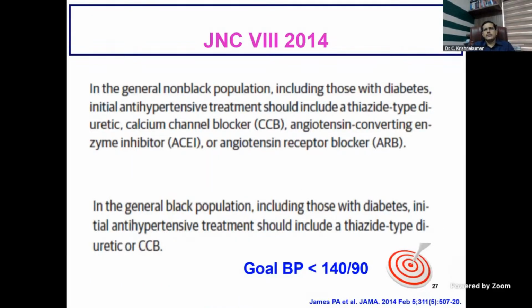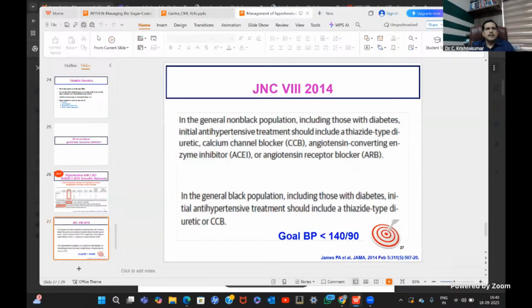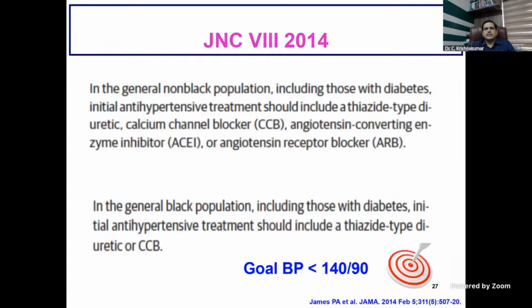JNC 8 2014 criteria. In the general non-black population, including those with diabetes, initial antihypertensive treatment should include a thiazide-type diuretic, calcium channel blocker, angiotensin converting enzyme inhibitor, or angiotensin receptor blocker.